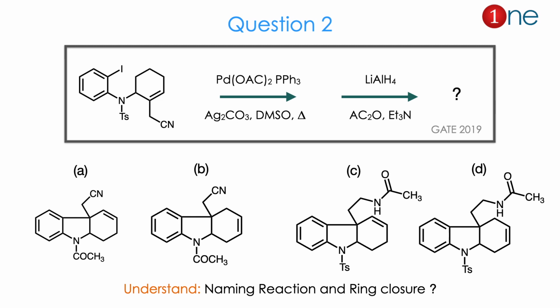Then question number 2. The starting material is a benzene system attached to another cyclic hexene system, which is further attached with cyanide. You have N attached with tosylate, which is a good protecting group, and iodine in the ortho position. You are using a palladium catalyst with phosphine, silver carbonate and DMSO. The next step uses lithium aluminum hydride and acetic anhydride. Then you are using a base, amine. They ask you to find the product.